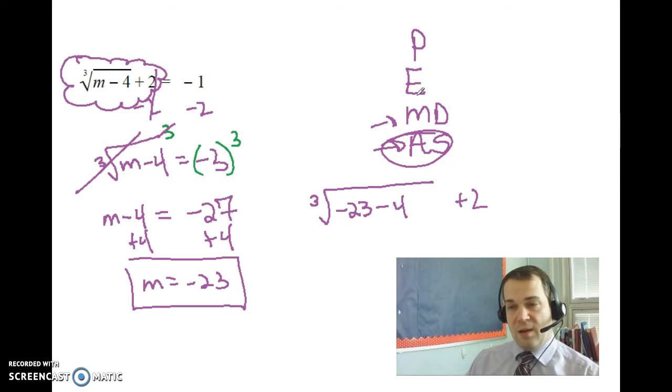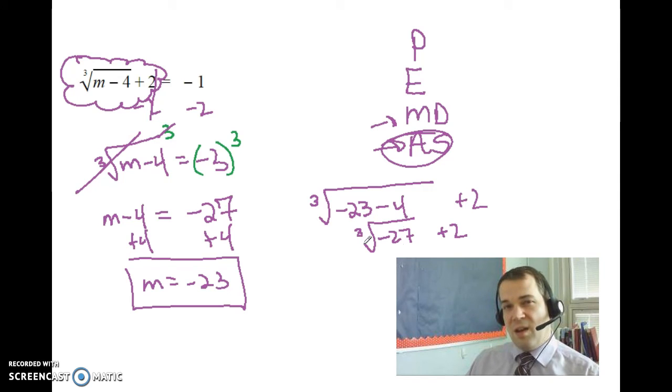We're just evaluating here, so we'll do the order of operations in the correct order. This is considered to be like a parenthesis, so I'll combine these first. Negative 23 and negative 4 combine. They make negative 27 plus 2.